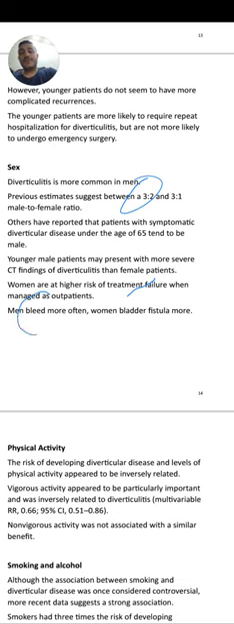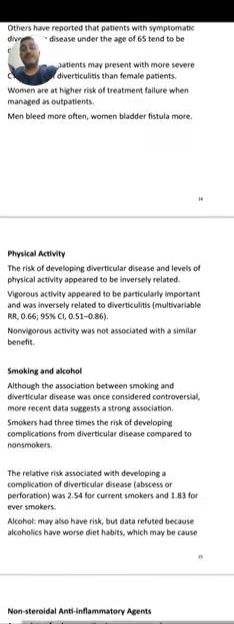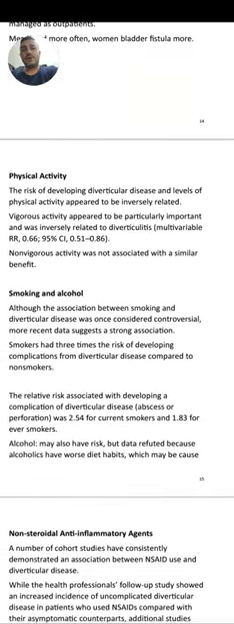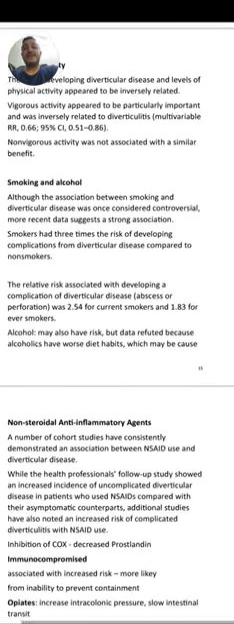Actually, here's some information. Men with diverticular disease are more likely to bleed, and women are more likely to develop bladder fistula. About physical activity, yes, there is an association, and physical activity decreases the risk of diverticular disease, especially vigorous, heavy physical activity.